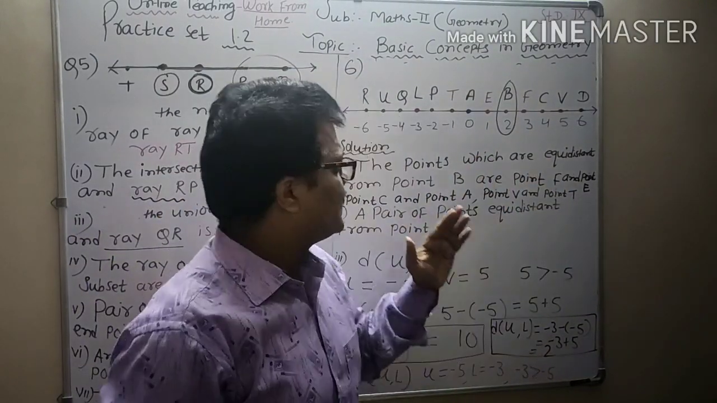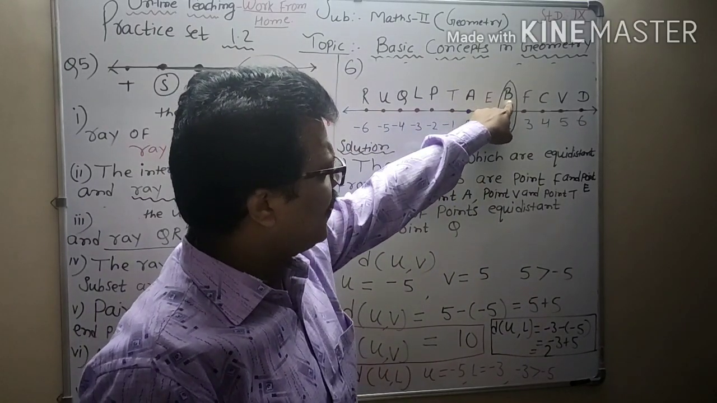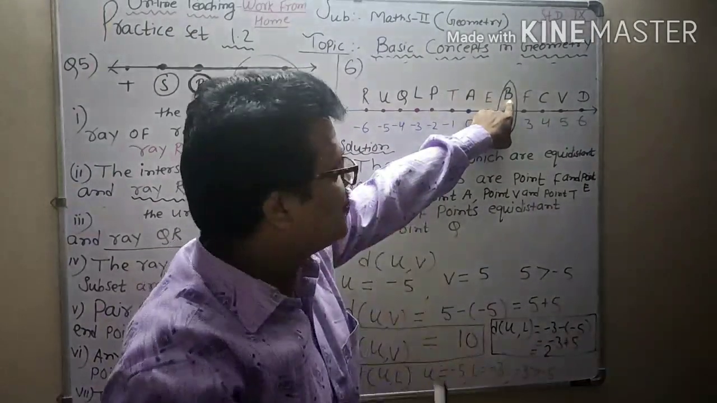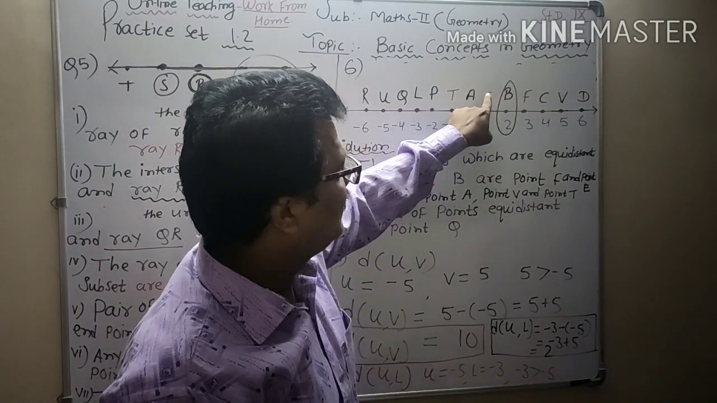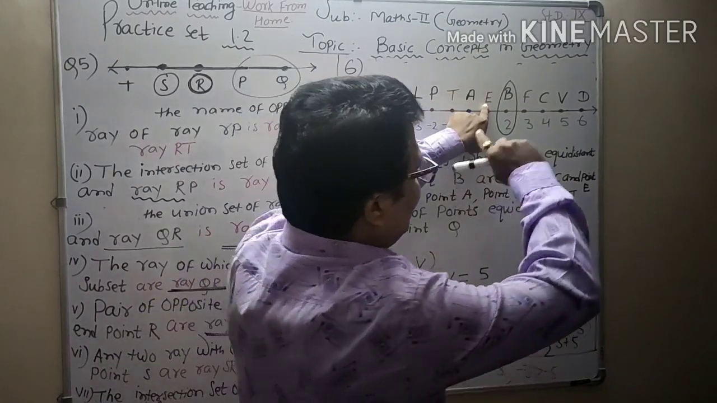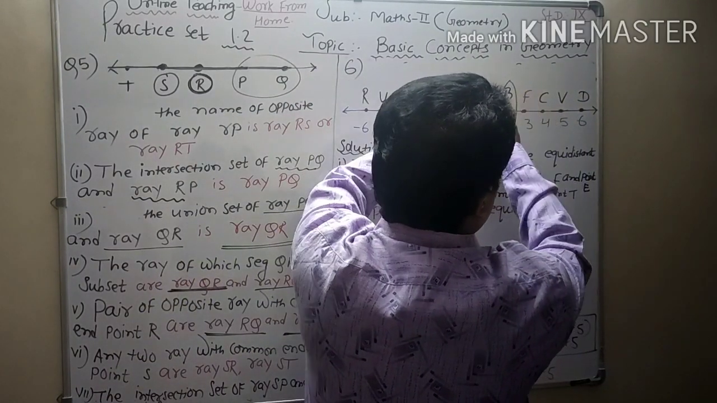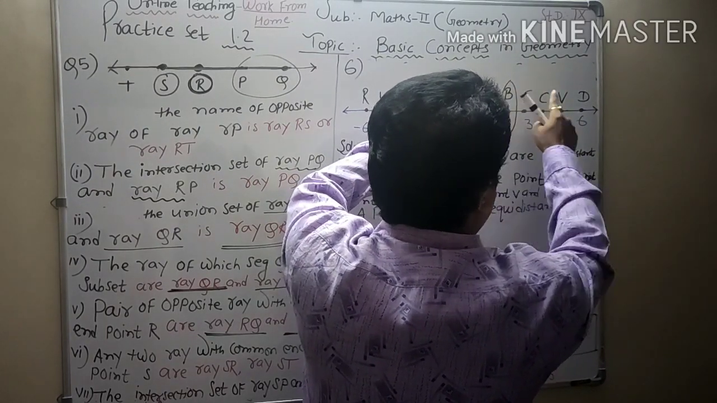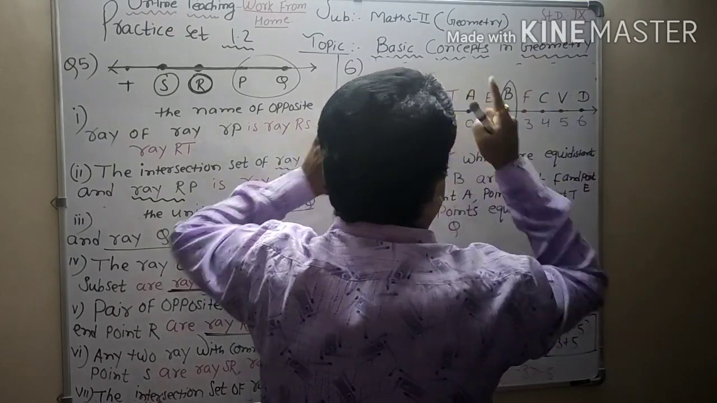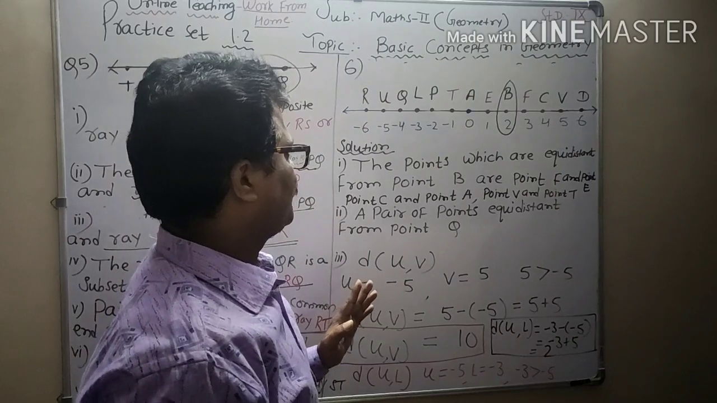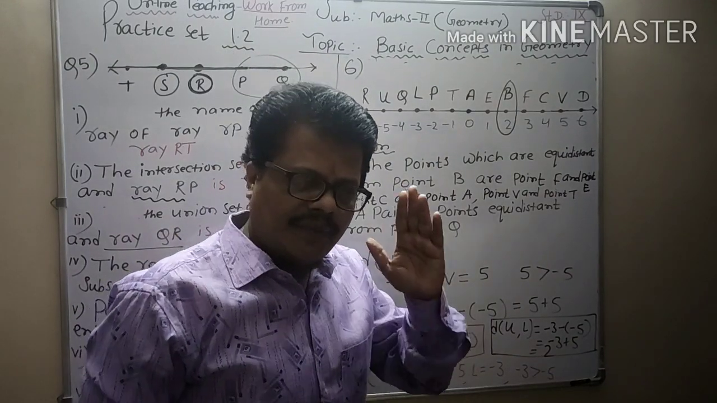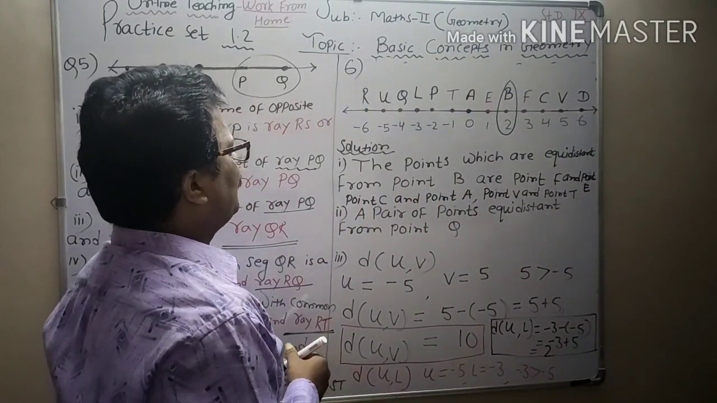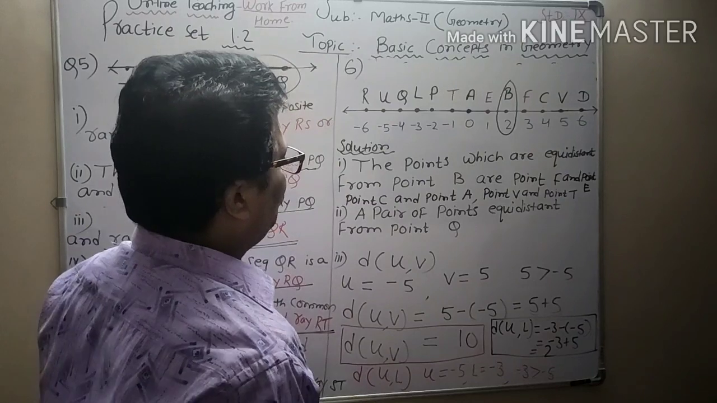Equidistance means equal distance. You mark point B, and then one on the left side, one on the right side. So which are the points on the right side? F, left side E. Then again the next one, point C, point E. Then again point V and point T. Point D on the right side, point P on the left hand side. Understood, dear student? Very much clear? Crystal clear concept? Yes.